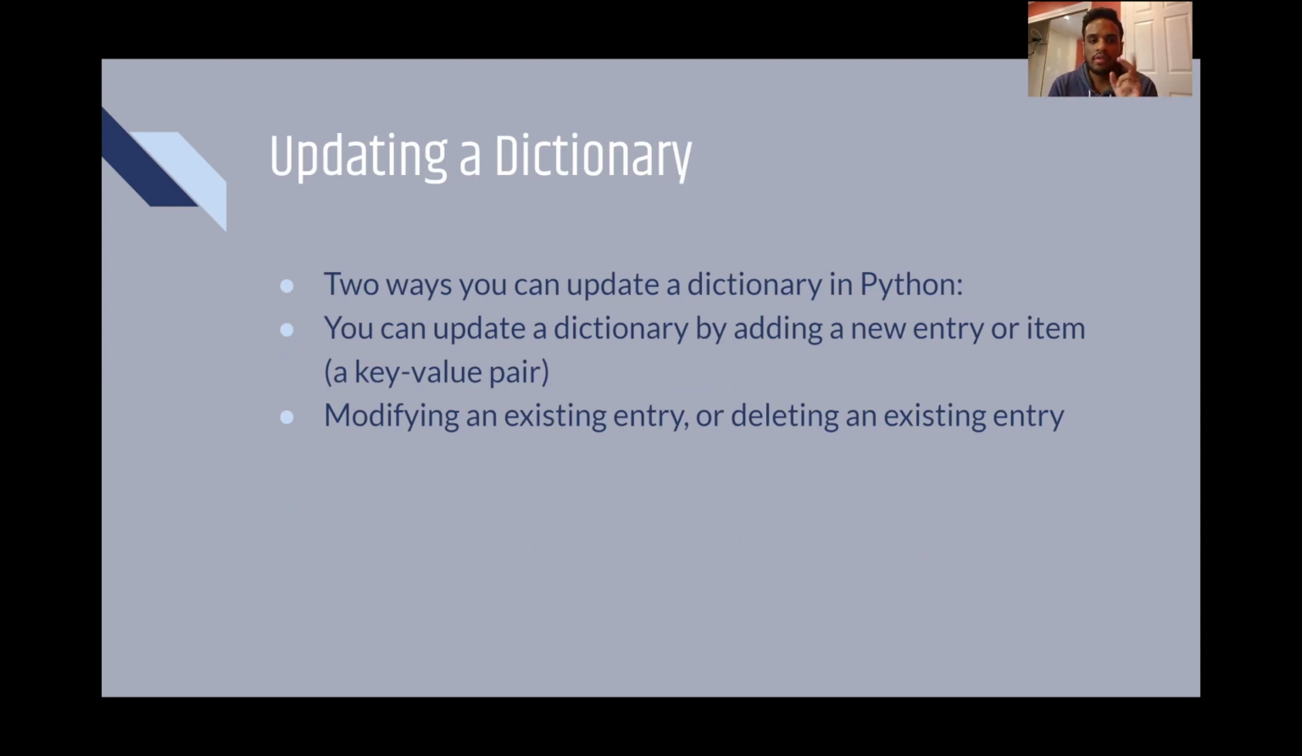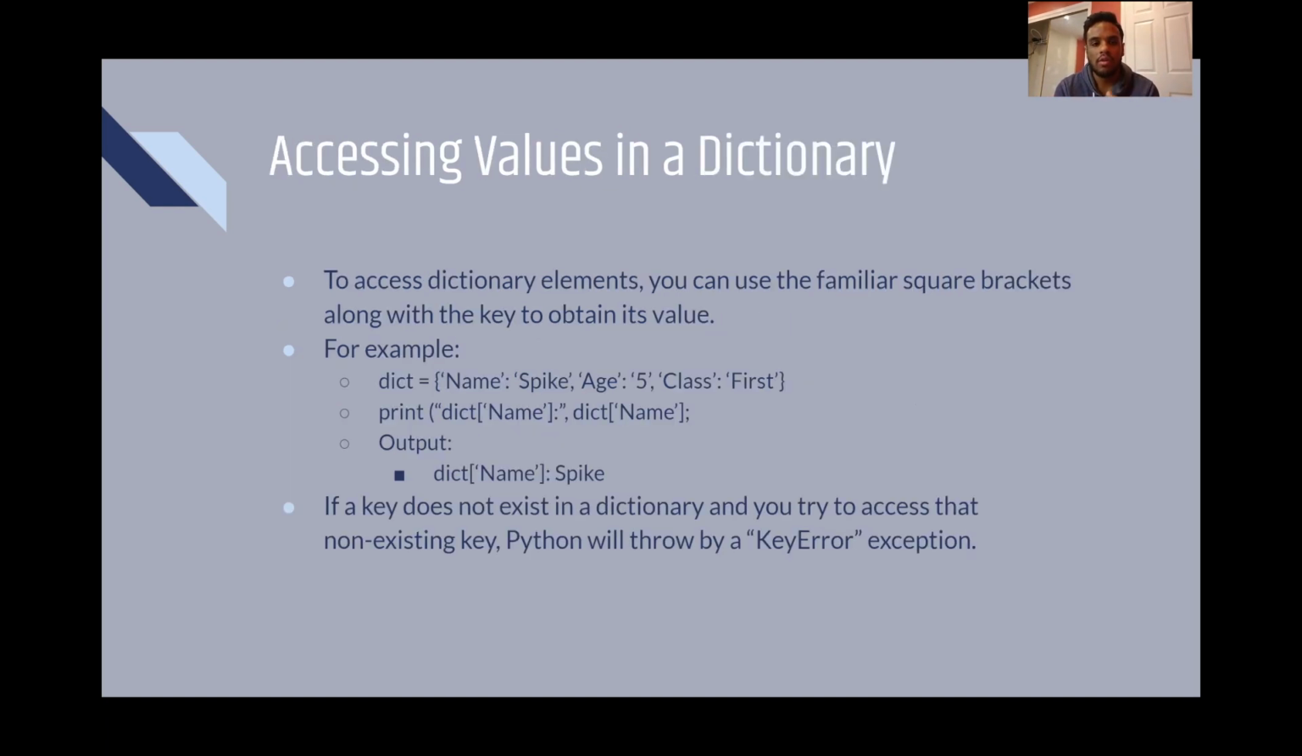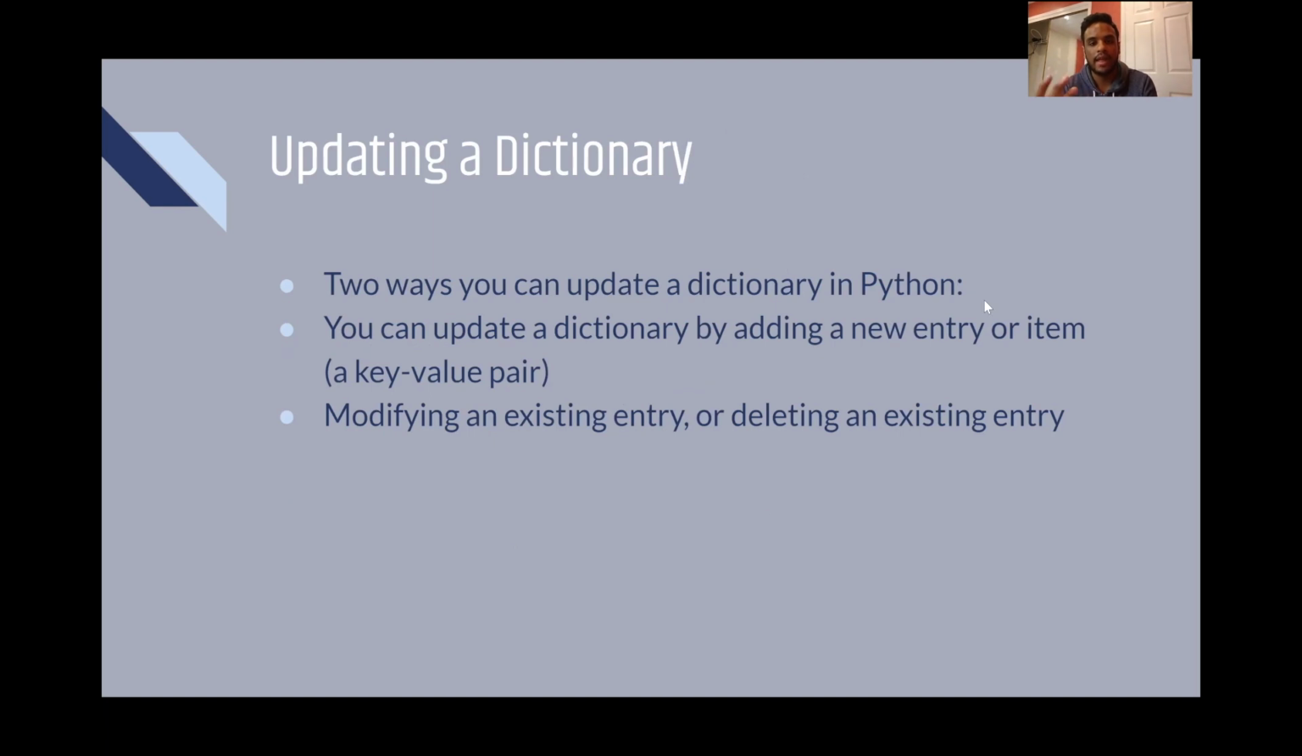Updating a dictionary: there are two ways you could update a dictionary in Python. You could update a dictionary by adding a new entry or item, so you can add a new key value pair into that dictionary. Like I said, I could add address into this and write the address name. That's how I could modify it by adding a new key value pair. Or I could modify an existing entry or delete an existing entry.